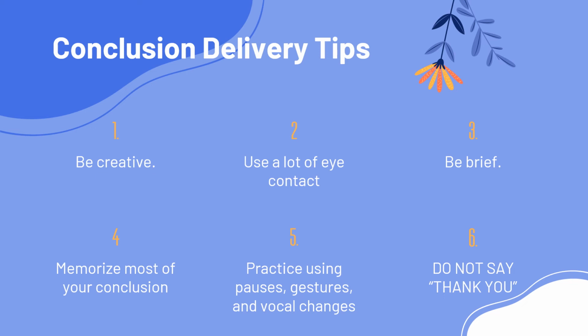Fourth, memorize most of your conclusion. You're going to be exhausted mentally by the end of your speech, and you want to make sure you get a chance to memorize what you're going to say at the end, so your body and your mind know you're coming to the conclusion of the experience. And fifth, practice using pauses, gestures, and vocal changes that allow the audience to know that the speech is winding up and that you're going to want them to clap at the end.